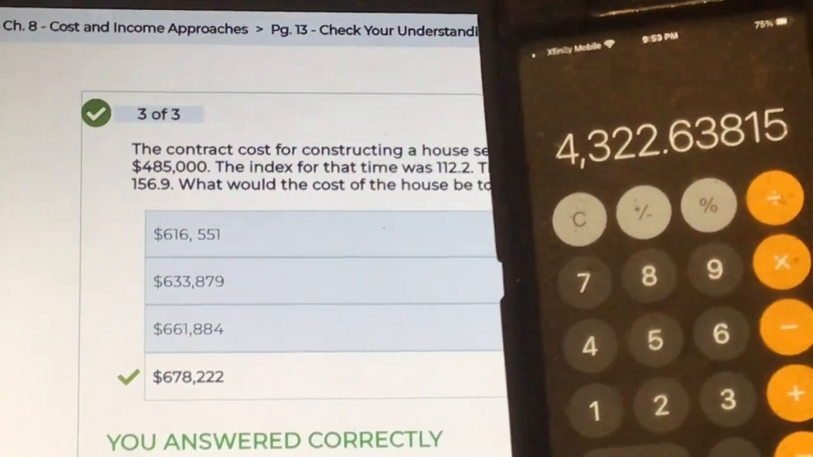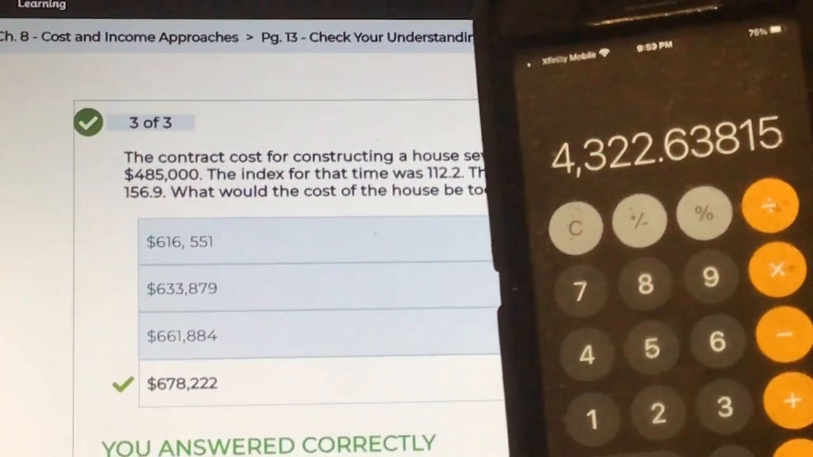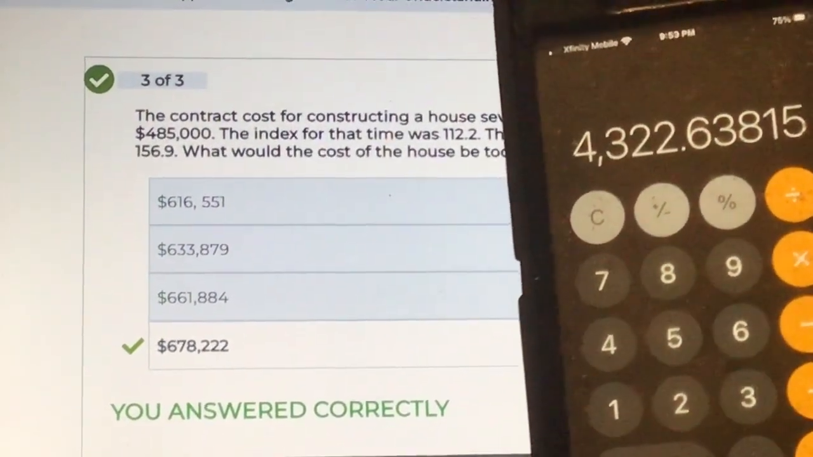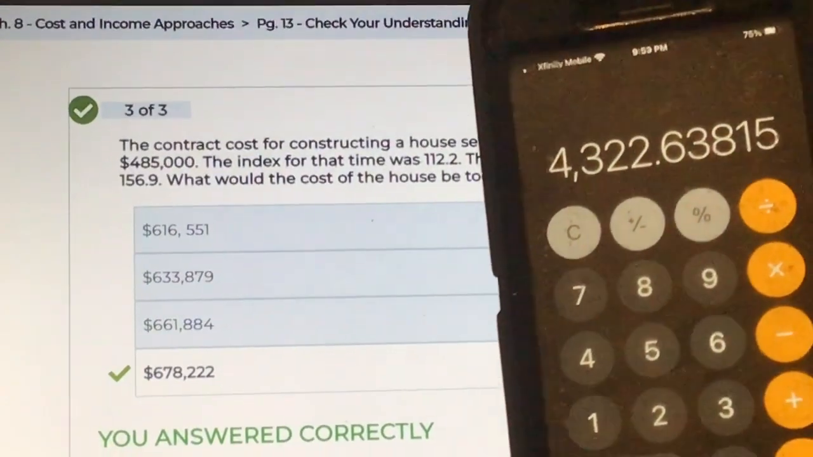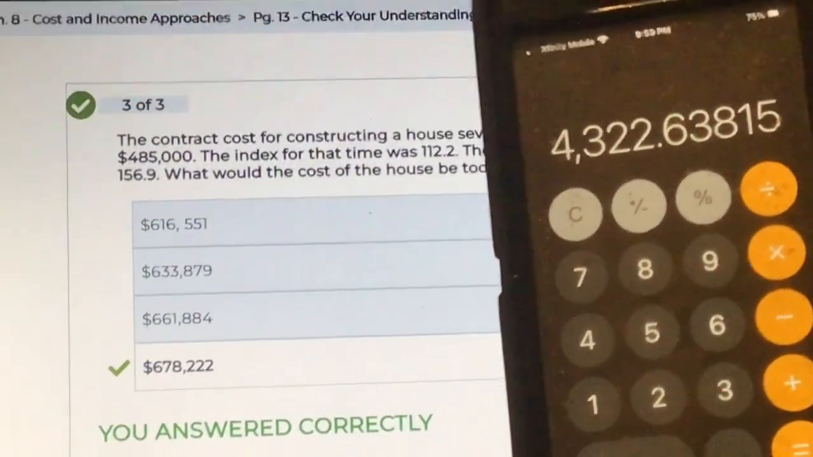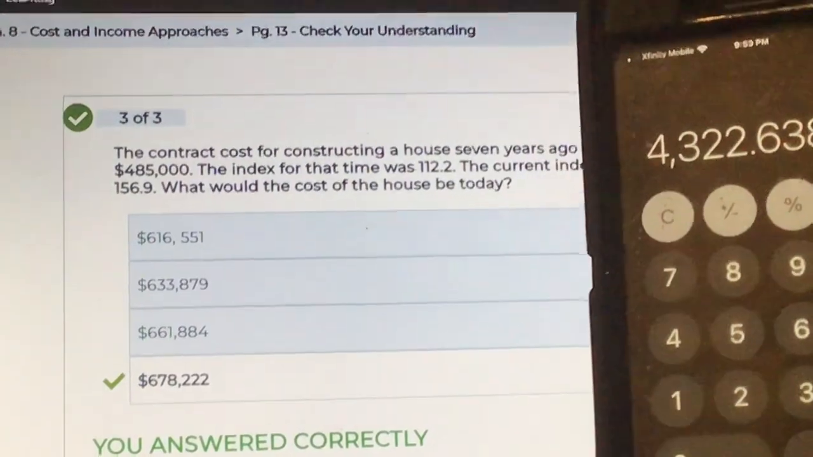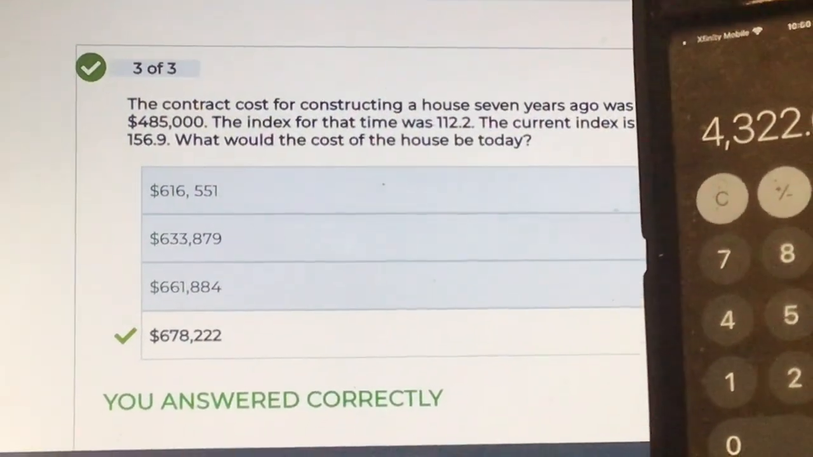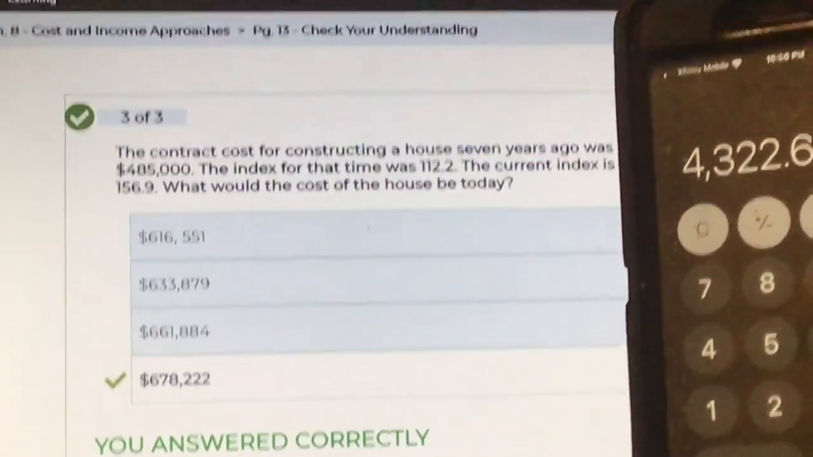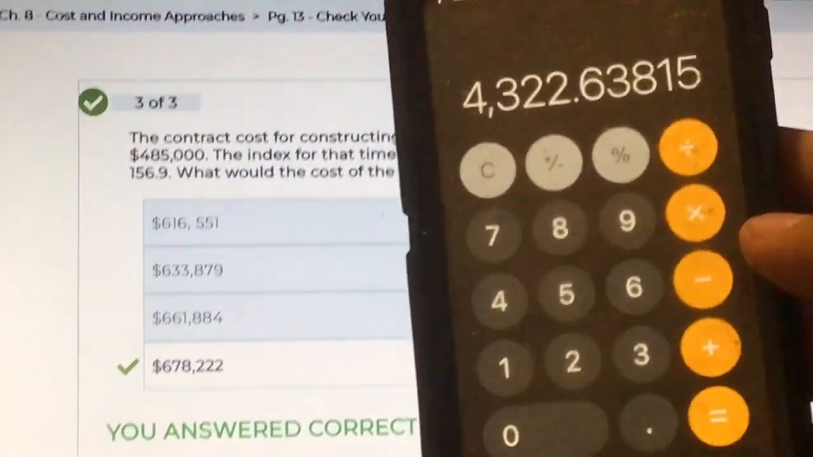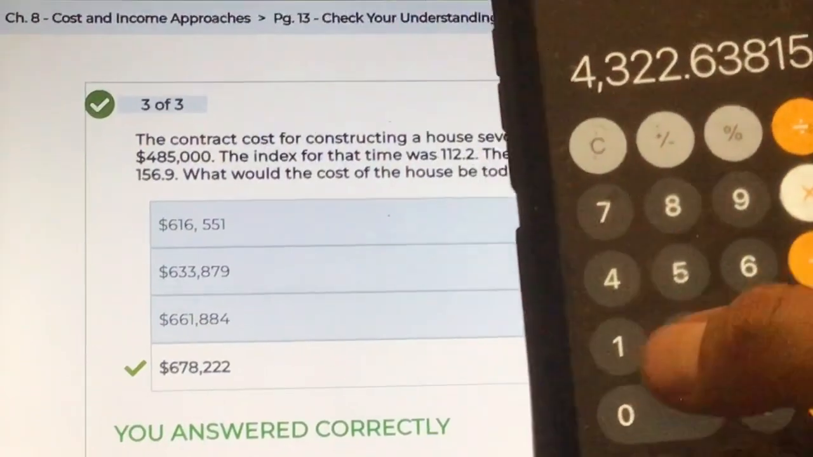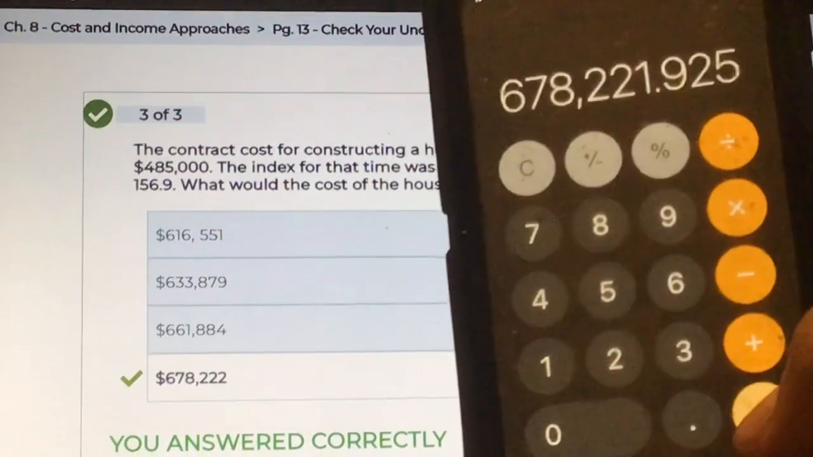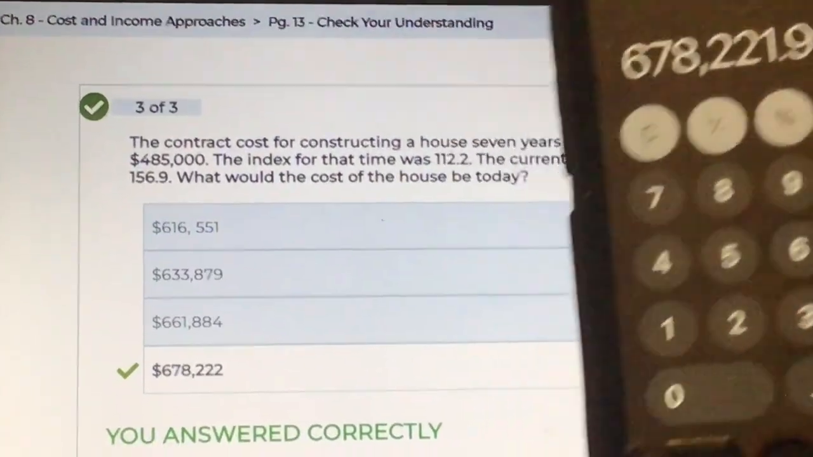I'm assuming this is just like a correlation number. I can't say for sure if that's like a price per square foot, because that doesn't make sense. If it is, that's ridiculously expensive. But this is like that correlation number. Now that you have that, all you got to do is find the current index number for the effective date now, which is 156.9. Multiply that by the 156.9 index, and there's your answer. That's how you can do it.